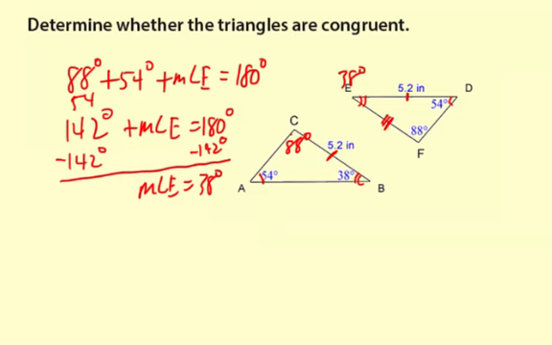So notice this EF is not necessarily 5.2. We don't know what it is. But anyway, after all that work, we can say the triangles are not congruent. And if they were congruent, this measure EF would have to be 5.2 inches.